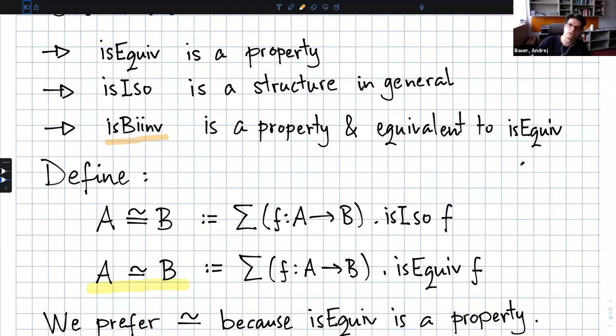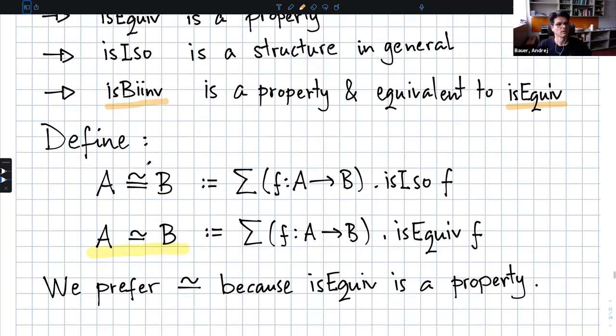This one turns out to be the same as is equiv. By that, I mean it's equivalent to is. Is BINV and is equiv are equivalent. So there are two things we're talking about, the bad one, which is ISO, and the other two, which are good.